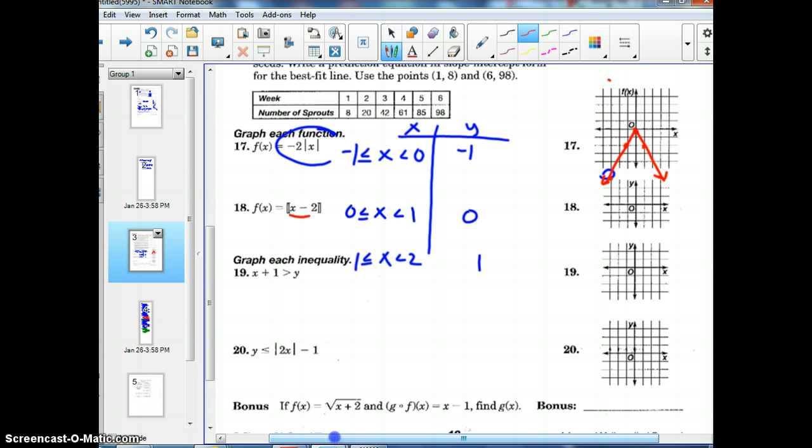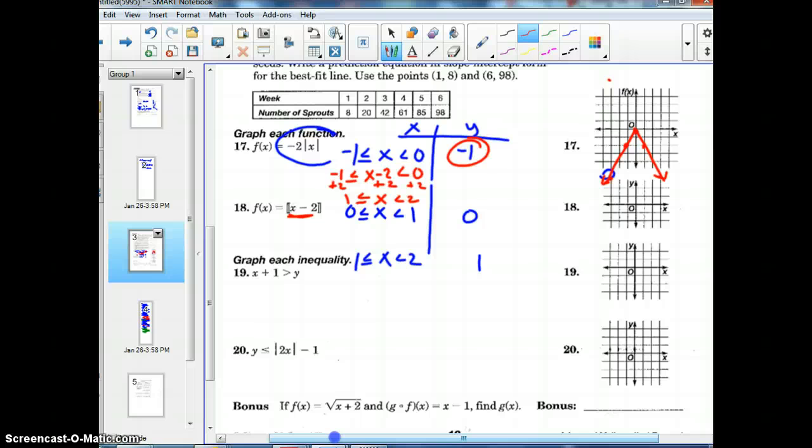I don't have x this time, I have x minus 2. So where I see the x, I'm going to fill that in, and solve this little inequality by adding 2 to all 3 sections of the inequality. And that gives me x is greater than or equal to 1 and less than 2. But my output stays the same.